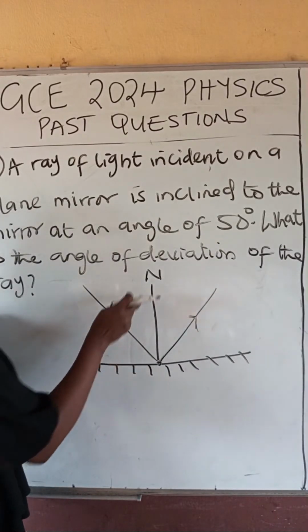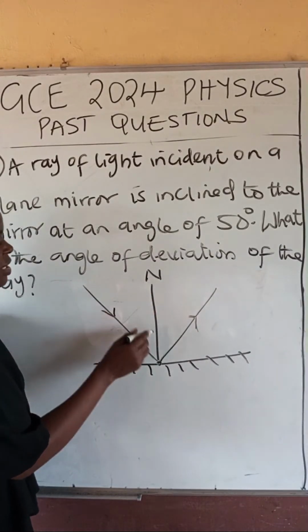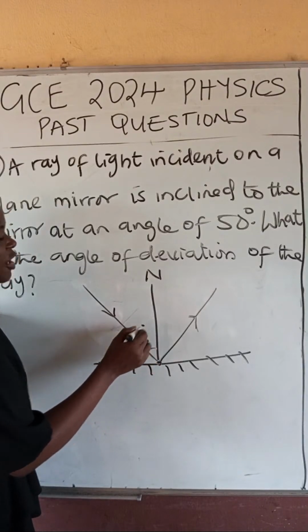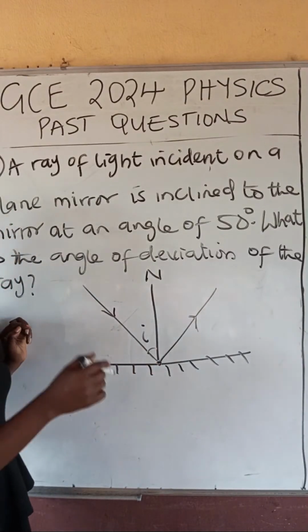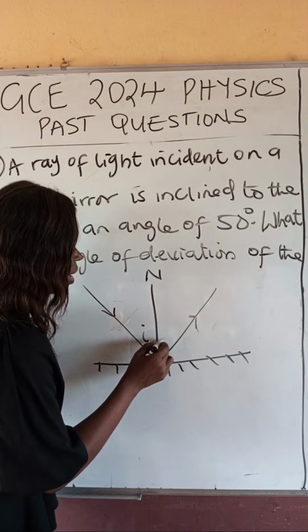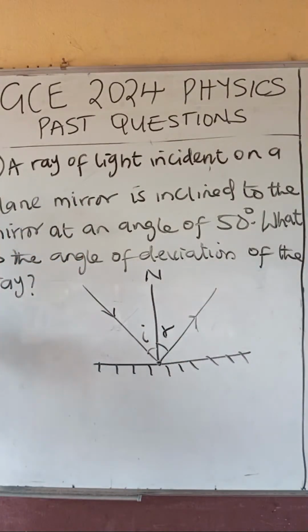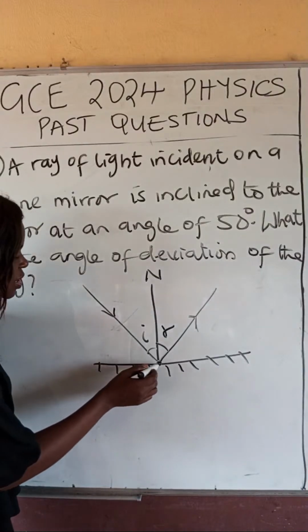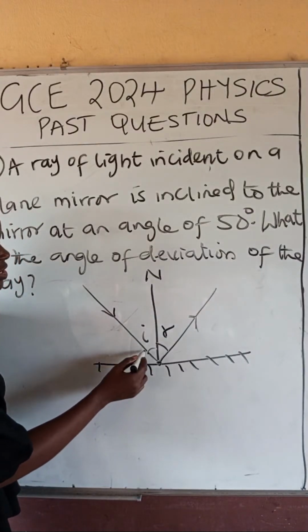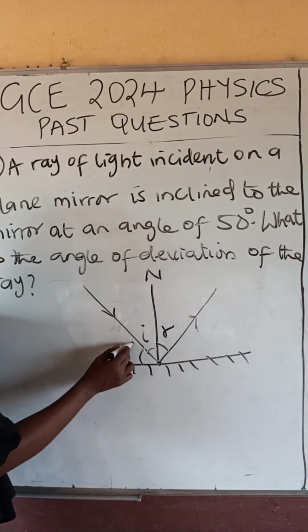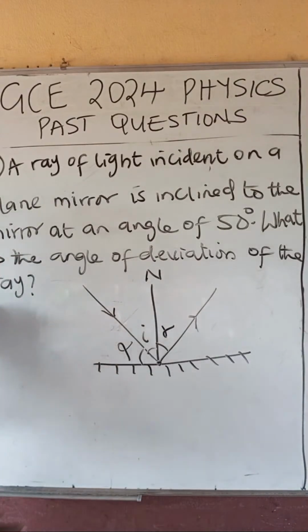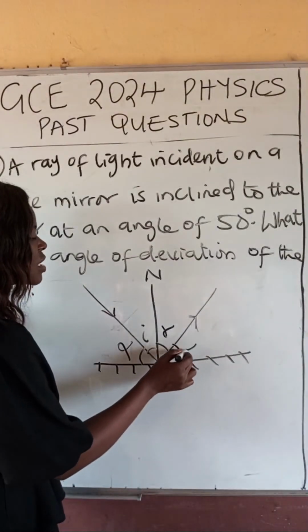Now, there are some things you need to know. The angle between the normal and the incident ray is said to be what? The angle of incidence. Then the angle between the normal and the reflected ray is said to be what? The angle of reflection. Then there's an angle between the reflecting surface and the incident ray. It is called the glancing angle. And that glancing angle is equally here.